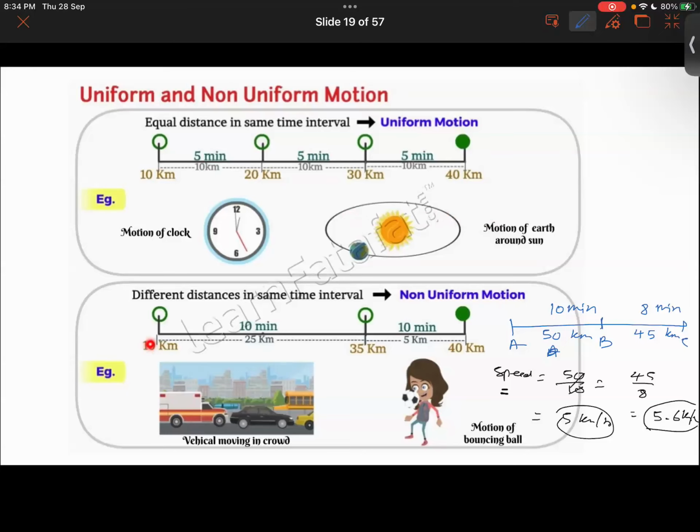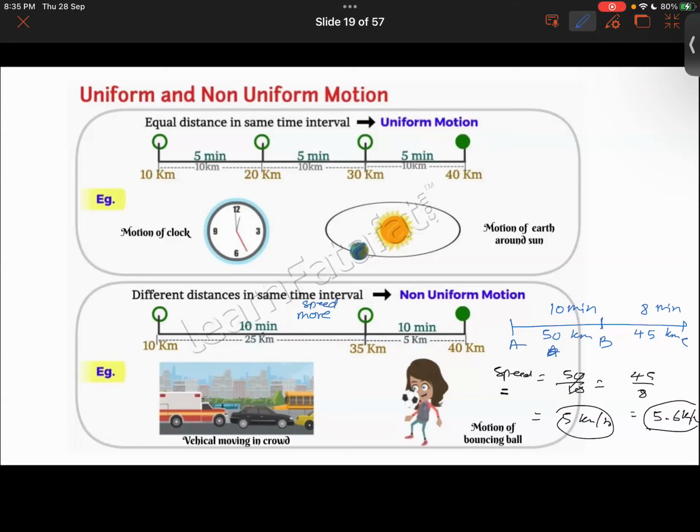Like here, on this long journey, the speed of the motion has been changing. How can we see that? Because here, let's say these are the poles. From this pole to this pole, it took 10 minutes to cover 25 kilometers, right? While from this pole to this pole, it took 10 minutes to cover 5 kilometers. So here the speed was more.